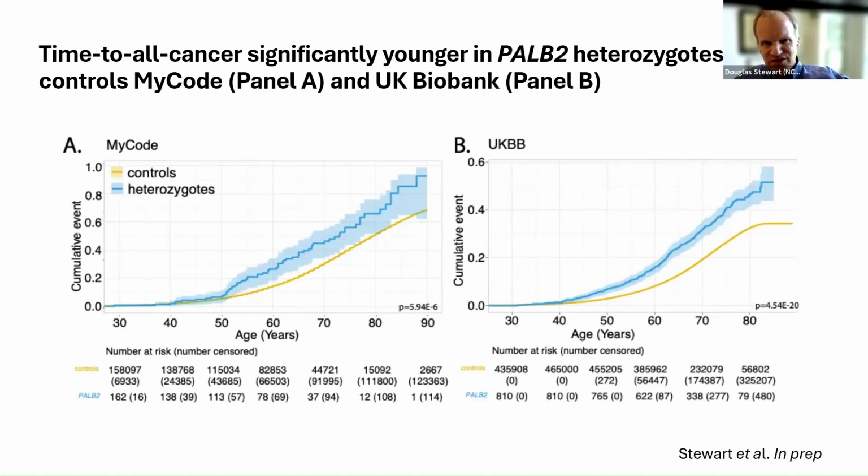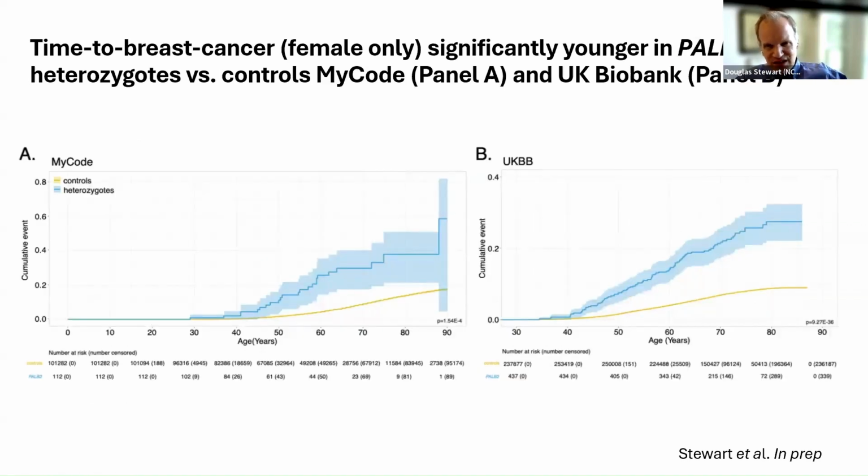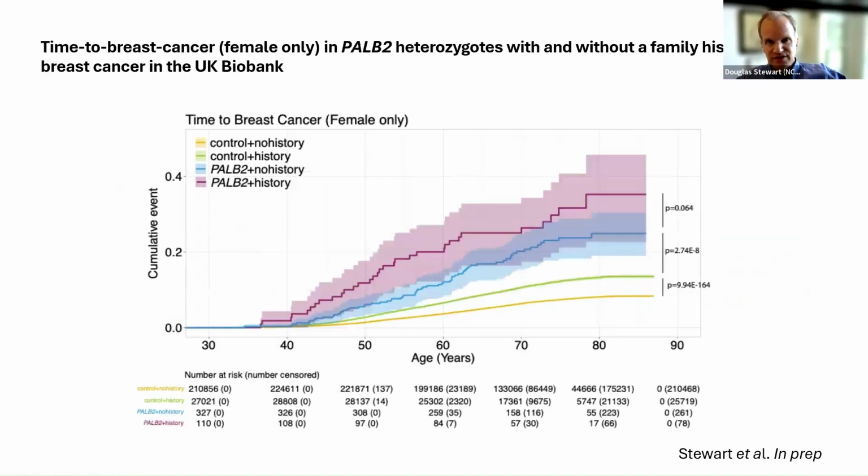And then you can see, not surprisingly, the time to cancer for PALB2 heterozygotes is significantly earlier in both cohorts, UK Biobank and Geisinger. The time to female breast cancer was also earlier, although our numbers for the risk to age 80 were more modest. And note here that the scale is not the same. This goes to 0.8, and the UK Biobank goes to 0.4. I need to fix that for the paper, but it is a more modest risk to female breast cancer by the age of 80 using this type of ascertainment.